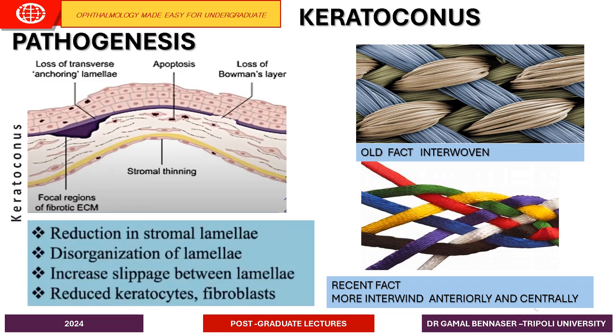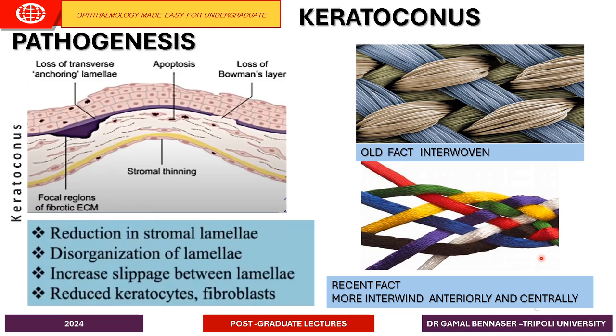Now, in this slide, I will explain the meaning of the old fact that the lamellae of the collagen fibers in the stroma are interwoven like this appearance. However, recently it was discovered that it is not like this interwoven appearance, but it has what's known as an interwind appearance, especially in the anterior part of the stroma and in the central part as compared to the periphery. So this offers the cornea and the stroma more stiffness in the anterior part of the stroma as compared to the posterior part, and this might explain why keratoconus, the first place for early detection of keratoconus, appears in the posterior surface of the cornea or adjacent to the posterior stroma.